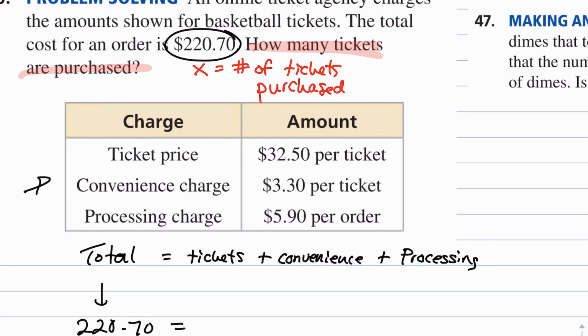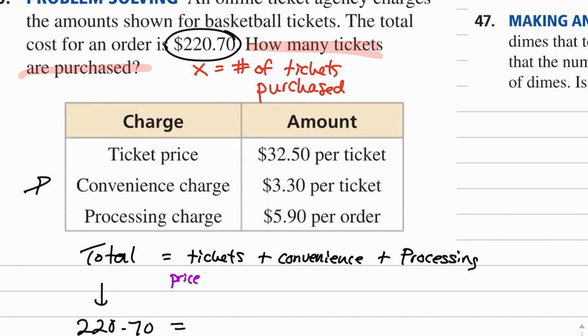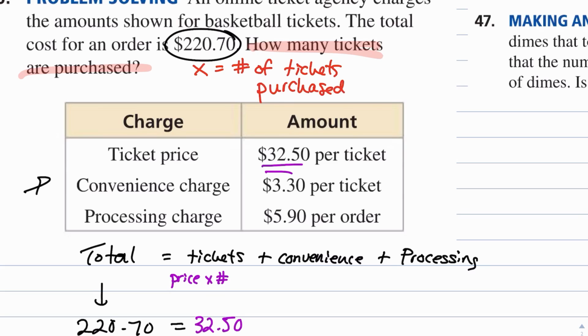Now, to figure out how much money I owe on tickets, I would have to take the price and multiply it by the number that I buy. Well, I do know the price of a ticket. That's $32.50. But I don't know how many tickets I purchased. So if the price was $32.50, how many did I buy? That I don't know. So I have to call it x.